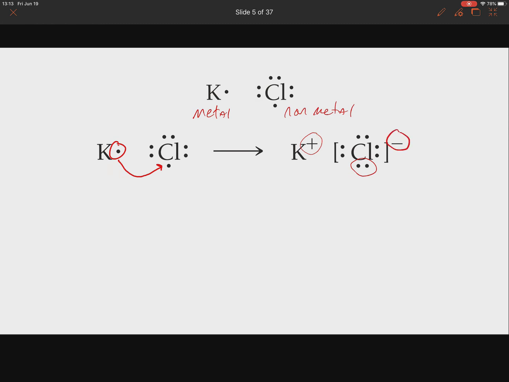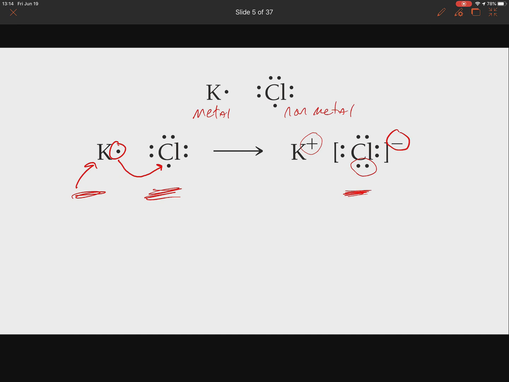So you can see that this stabilizes everybody. Potassium, we know from the last chapter, now has a noble gas electron configuration. Its outsides look like the noble gas before it. And chlorine now looks like the noble gas that's right after it, because this one was one away from looking like a noble gas on the outside, and potassium was one too many.